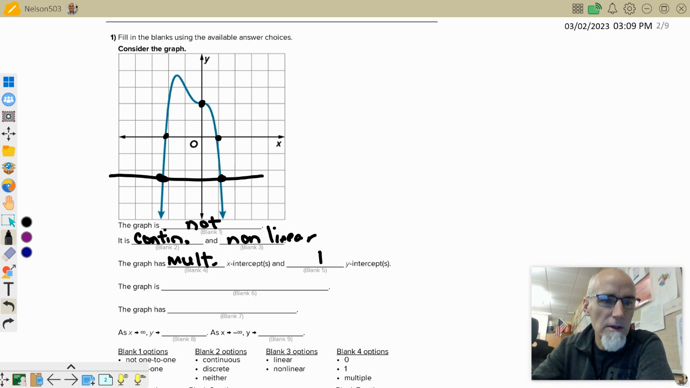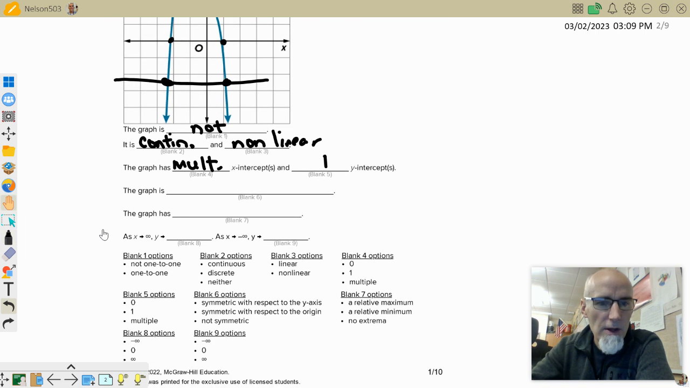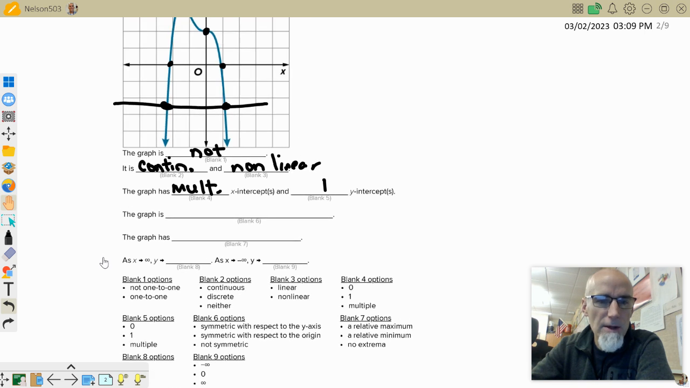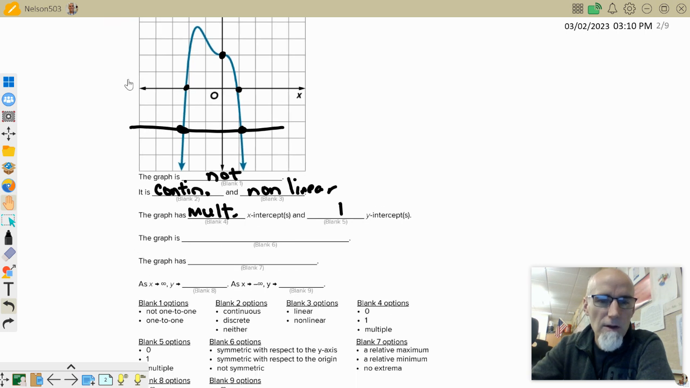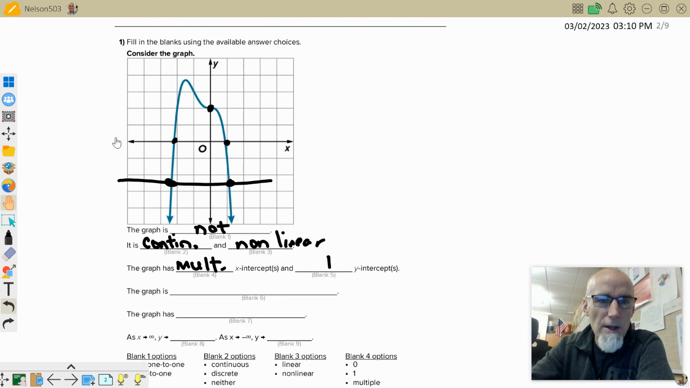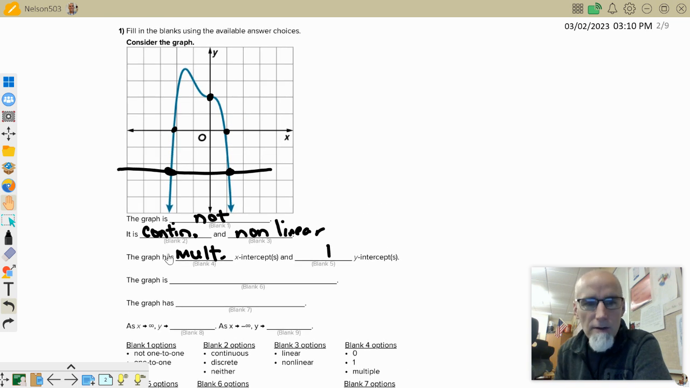The graph is, here we got to look down there and see what it says. The graph is symmetric. It's not symmetric because the y-axis is not a line of symmetry, and you couldn't rotate it about the origin and have it land right back on top of itself. So not symmetric right there.